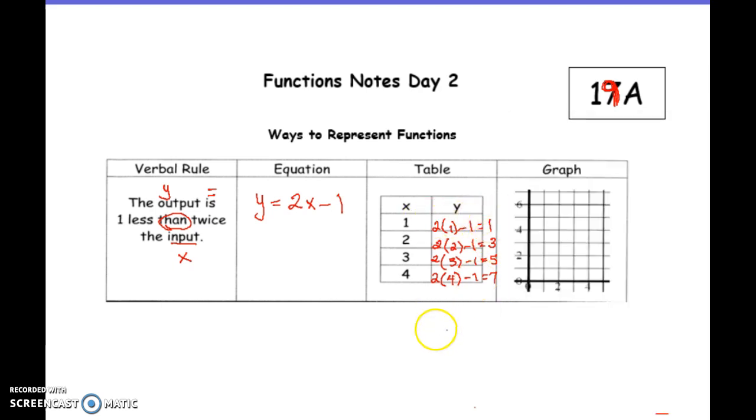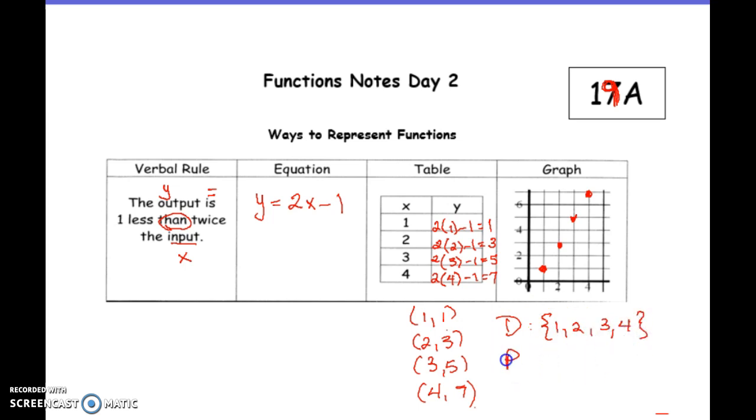Okay, the ordered pairs would be (1, 1), (2, 3), (3, 5), and (4, 7). So if I graph them over here on the graph, (1, 1) would be right here. Then we've got (2, 3), (3, 5), and (4, 7). In this example, our domain would be the set of values 1, 2, 3, 4. So the domain is your input values, and your range would be your output values. So that would be the set of 1, 3, 5, and 7.